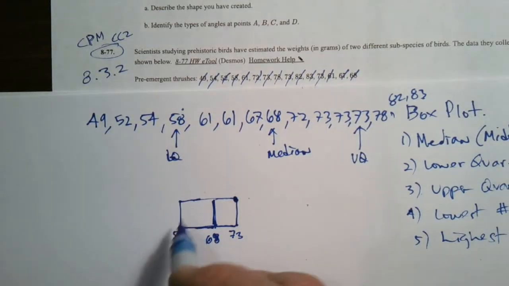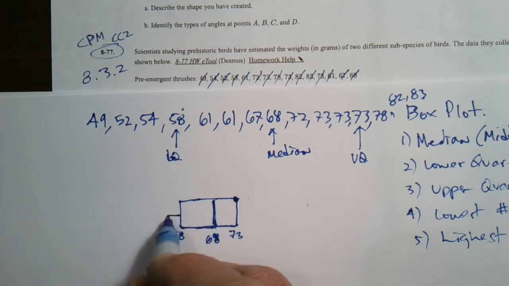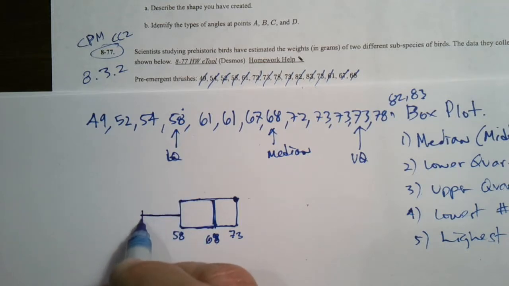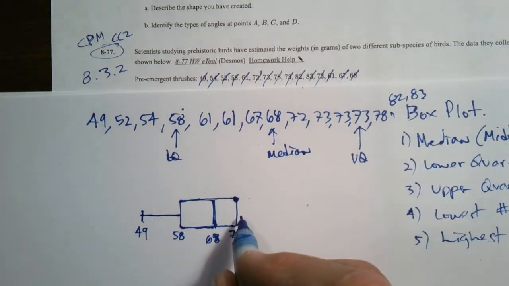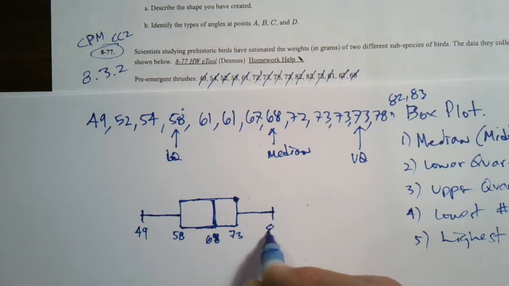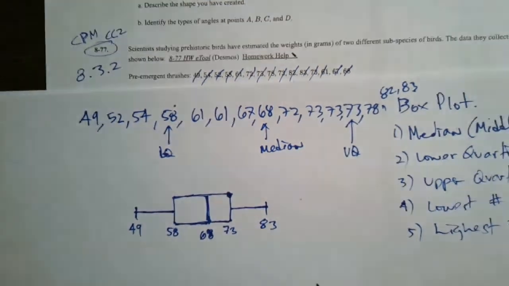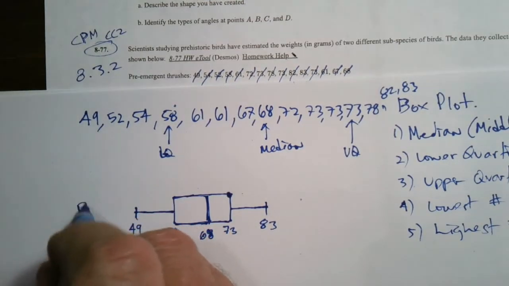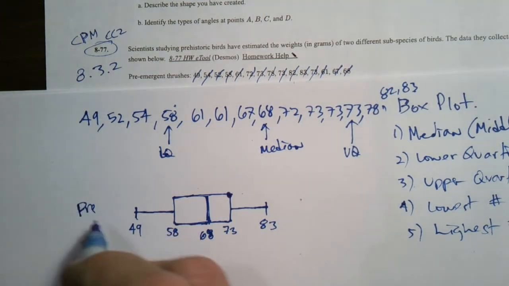And then my lowest, now I do my whiskers, if you will, on my box plot. My lowest data is 49. So the distance here looks like 10, so I'm going to take that and just about the same, but a little bit less, 49. Then my highest data is 83, so I needed that distance of 10 again. It's 83. So that's my box plot for the pre-emergent thrushes. I'll just label it pre for right now.